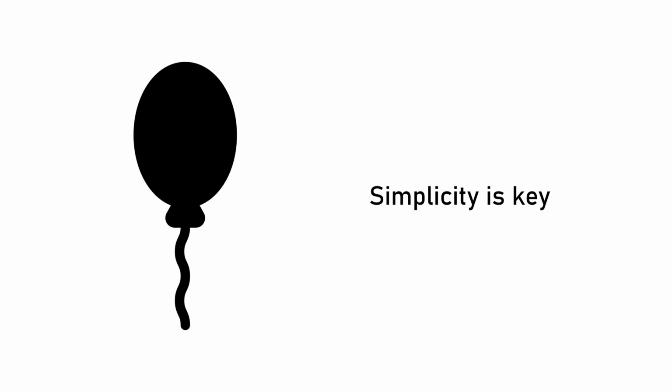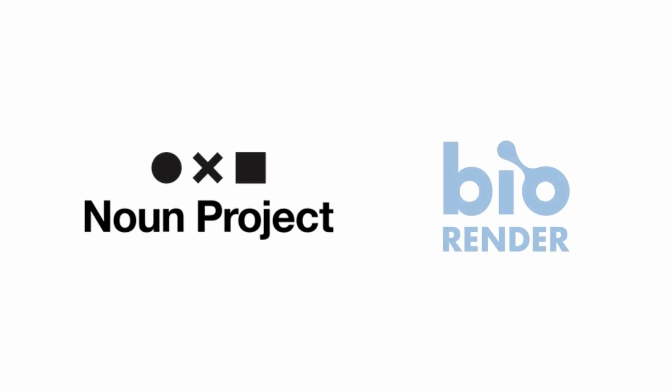For simple graphics, I love to use resources like the Noun Project or BioRender to source icons and objects that convey ideas very clearly. Just remember to use the proper attribution of any resources you use, if applicable. Regarding colors, it is generally wise to adhere to a color scheme of 3 to 4 colors.